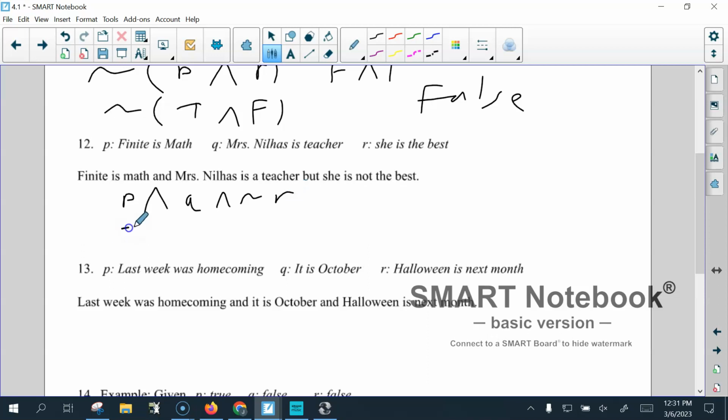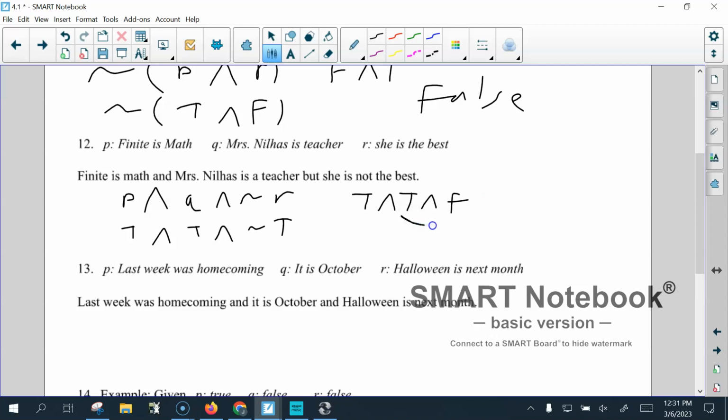So we're going to be generous and say finite is math is true. Nilhouse is a teacher. That is true. And she is not the best, but the best part is the true statement. So we'll go with that. Give her the credit. Now, not true is false. So we'll say T and false, because not true is false.